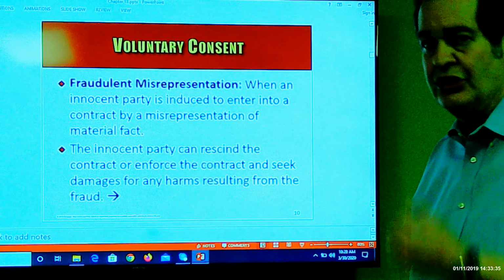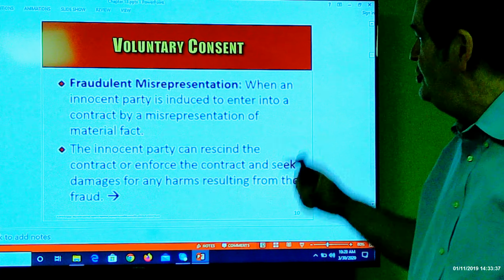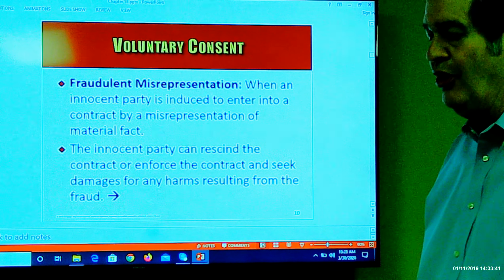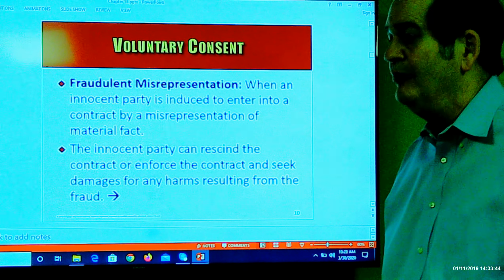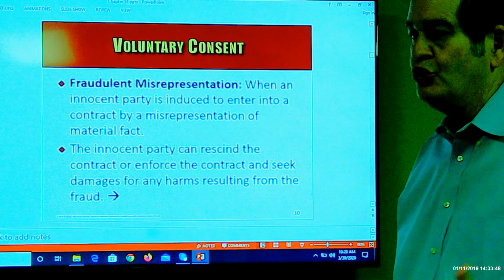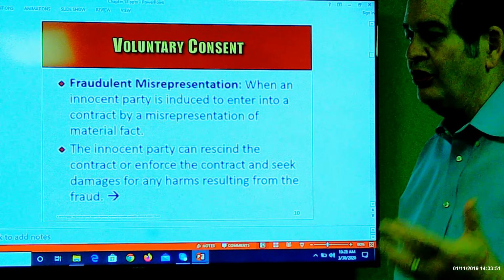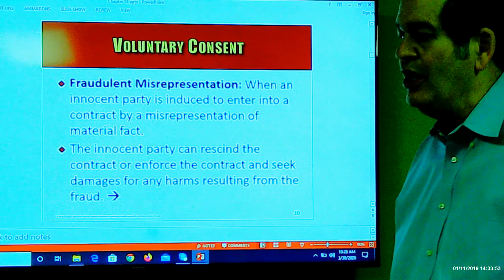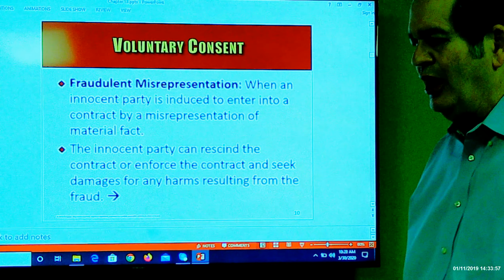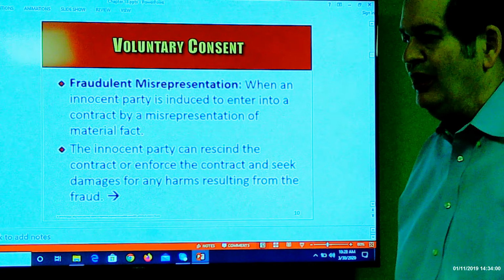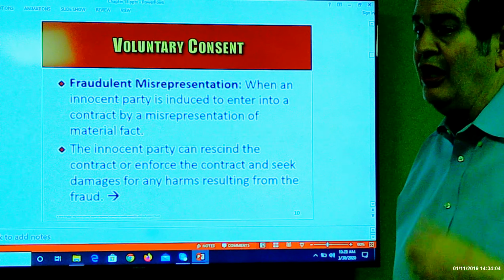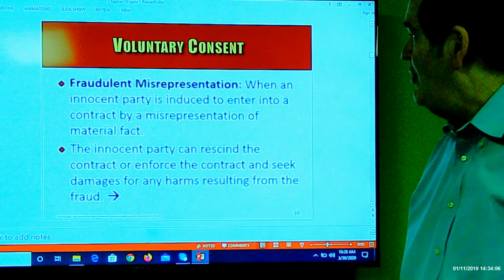So fraudulent misrepresentation is when an innocent party is induced to enter into a contract by a misrepresentation of a material fact. Please note that the fact that they're misrepresenting has to be material. Okay? So if you're buying a used car that's 20 years old and the seller misrepresents it by 1 year, that's probably not material because the value of cars that old is not going to be a significant factor. However, if it is a more recent car, then it might be.